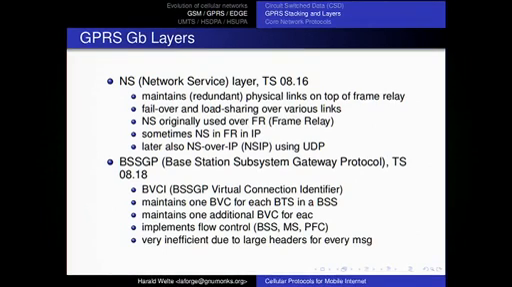GB is again the interface between the BTS and the BSC/PCU. There's the network service layer specified in 0816, which maintains a possibly redundant set of physical links on top of frame relay. It does things like failover and load sharing among multiple links because sometimes one E1 line is just not enough. You need multiple of them, and then you need to somehow share the load. It's originally specified over frame relay, but sometimes people put a Cisco router behind it to encapsulate the frame relay in IP.